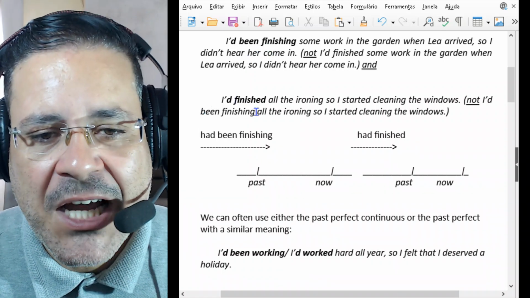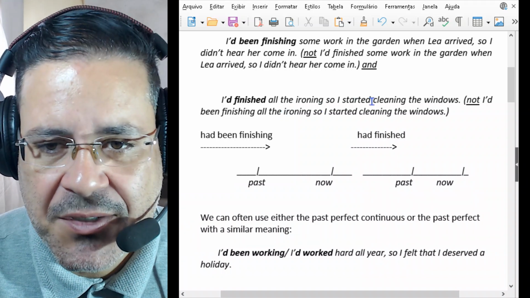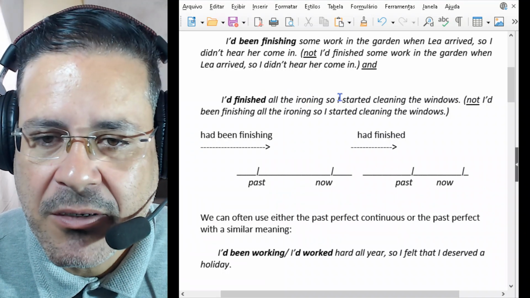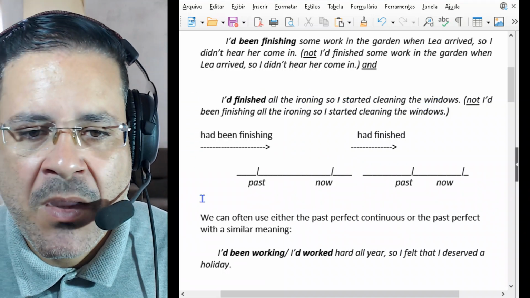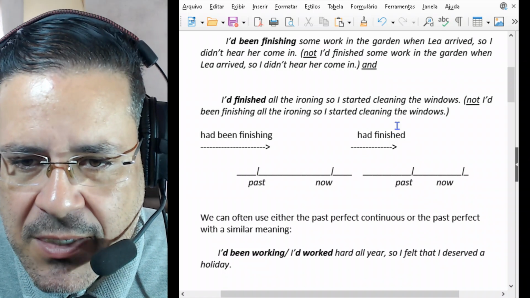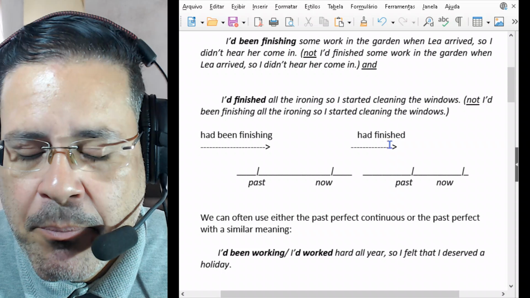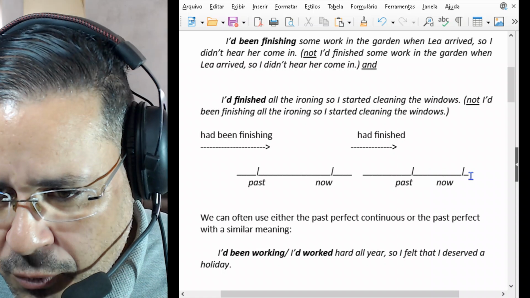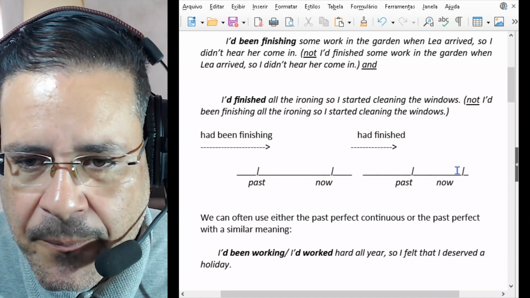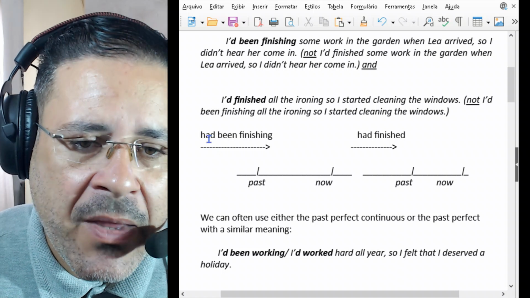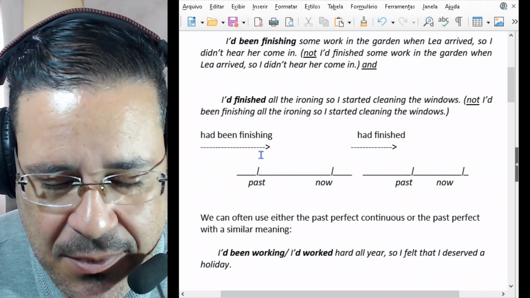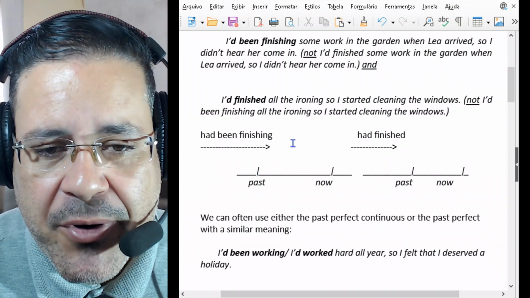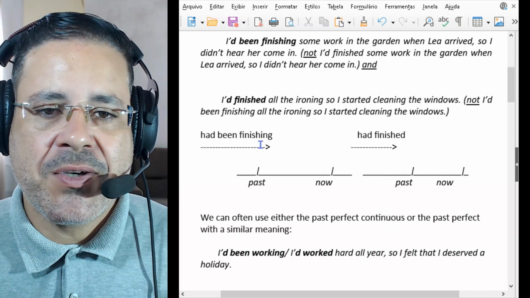So, for example, I'd finished all the ironing, so I started cleaning the windows. So first, I had finished all the ironing, and then I started cleaning the windows. Notice the difference here. For example, when we have had finished, past perfect, the event is finished in the past, and now we're doing something totally new. Whereas had been finishing, it goes past the point in the past. That is, it's a previous action that was happening in the past.